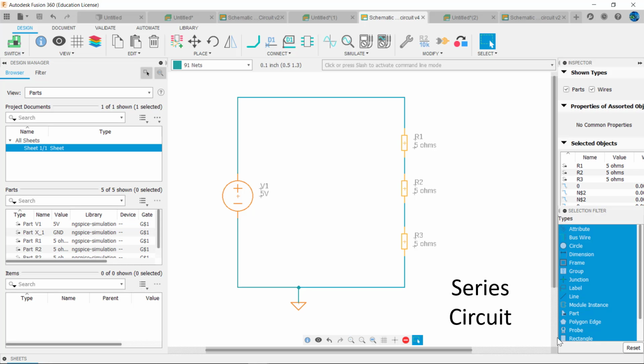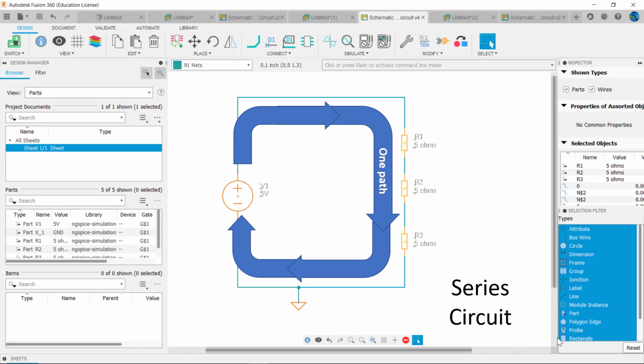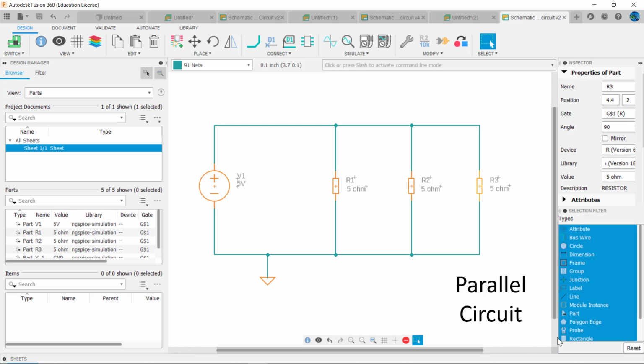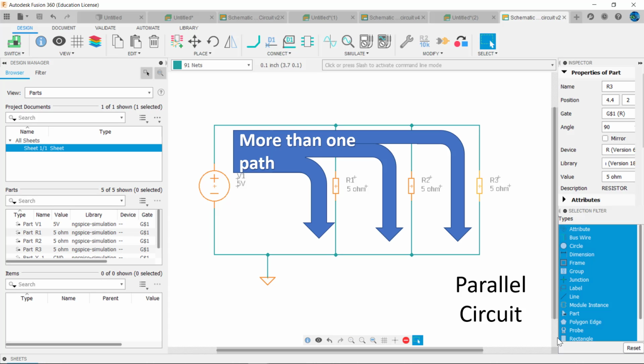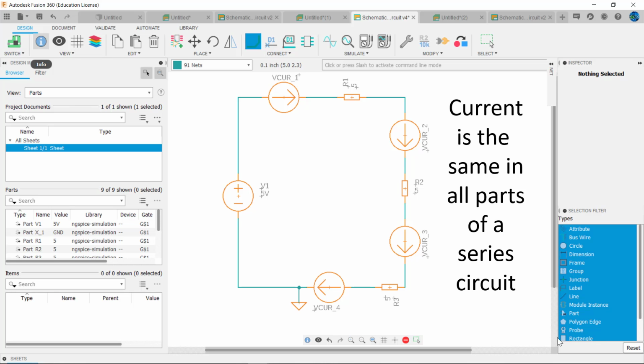Series connections have devices connected such that there is only one path for current flow through the devices. Devices connected in parallel have more than one path for current. In a series circuit, current is the same in all parts of the circuit. I've added ammeters to measure the current coming out of the power supply and flowing into and out of R1, R2, and R3.